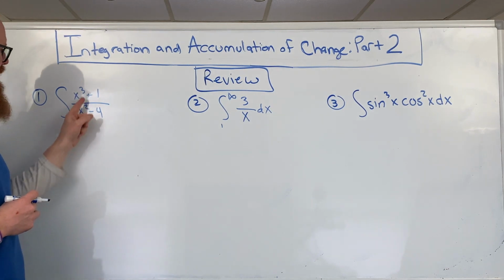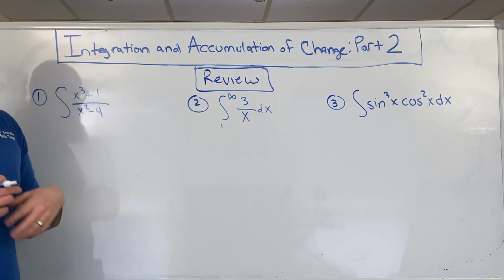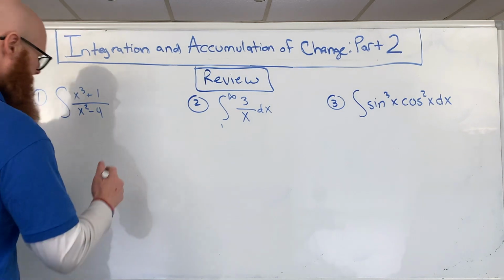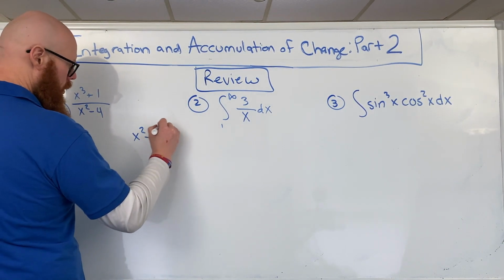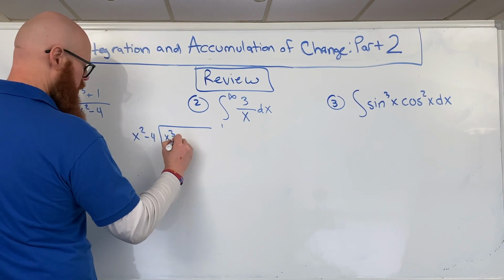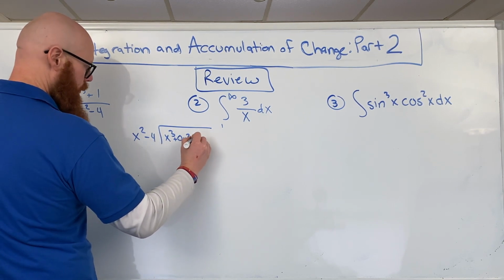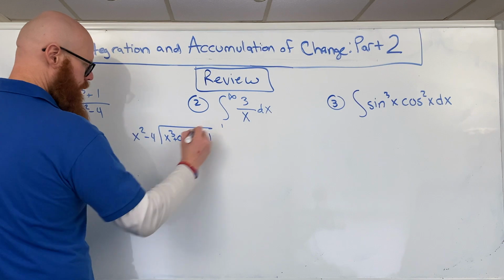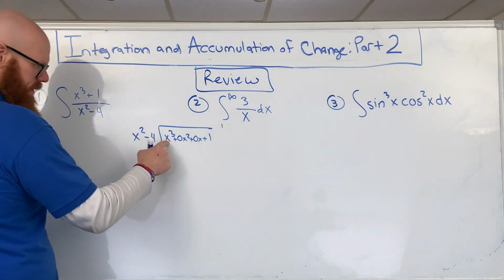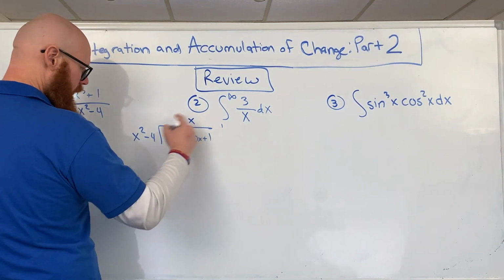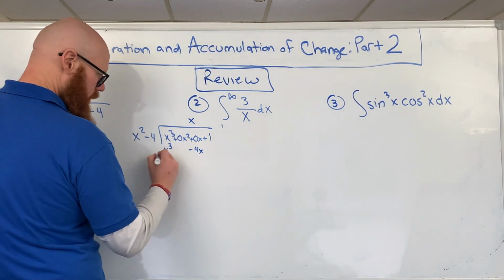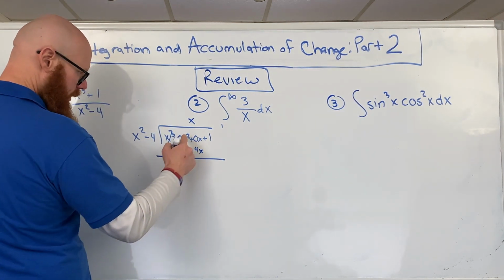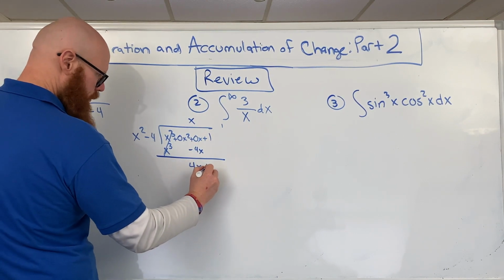So if the degrees are the same or larger on top, what you're going to want to do is long division. So over here, I'm going to do a little bit of long division. x squared minus 4, and then I have x cubed plus 0x squared plus 0x plus 1. x squared goes into x cubed x times. x times x squared is x cubed minus 4x. And then I get rid of this. I get a positive 4x plus 1.